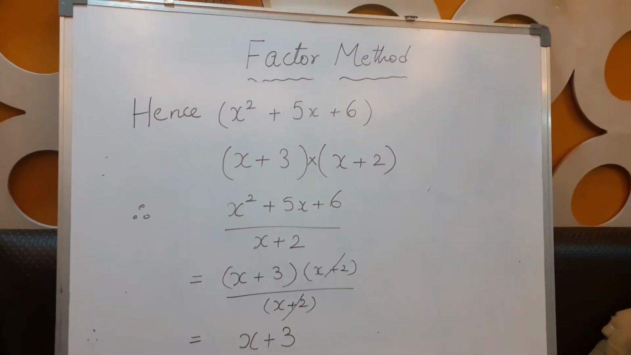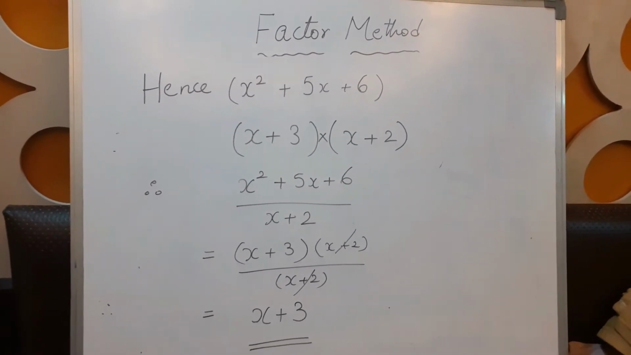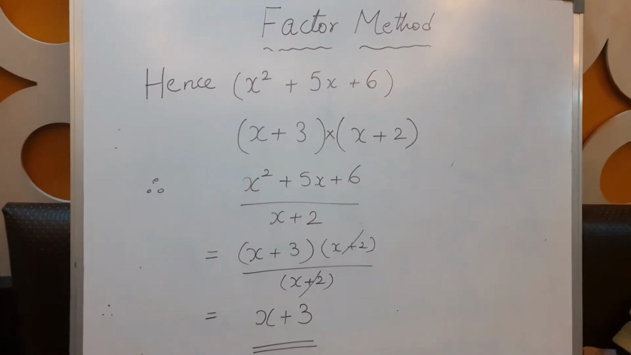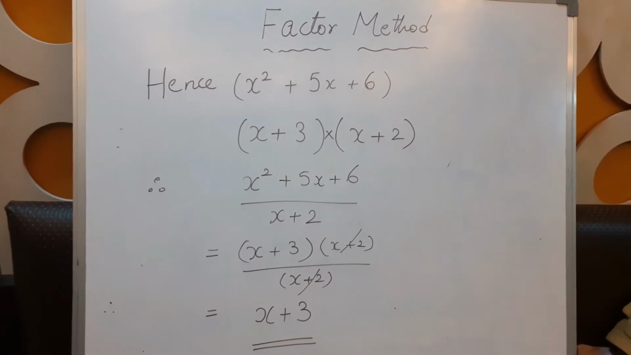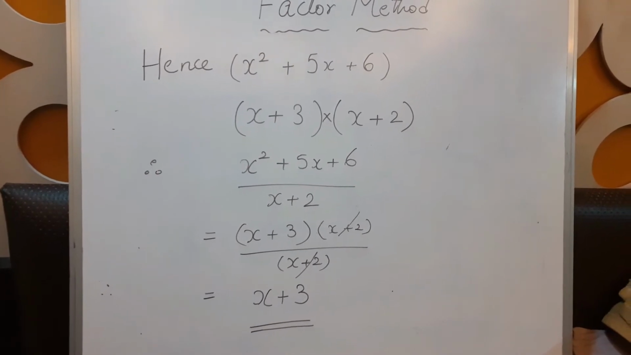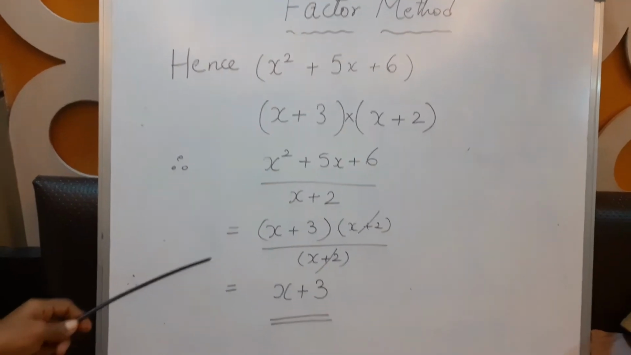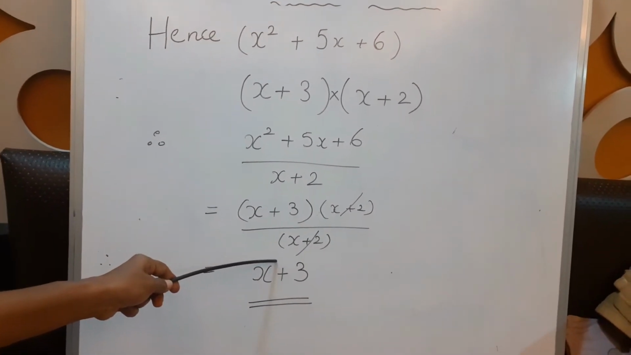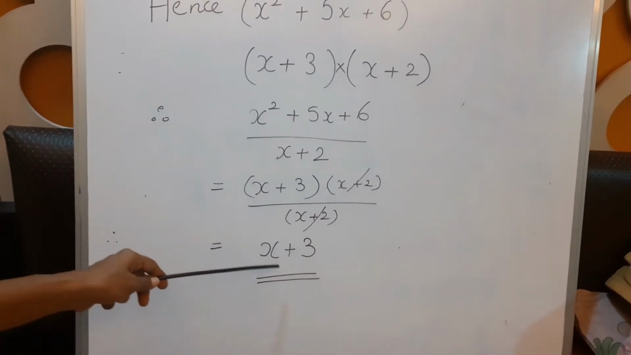So now that we have assumed the values of a and b to be 3 and 2, we can write x square plus 5x plus 6 as x plus 3 into x plus 2, which are the two factors that we have assumed. Therefore, x square plus 5x plus 6 divided by x plus 2, our original problem, can be written as x plus 3 into x plus 2 divided by x plus 2. So x plus 2 gets cancelled and our answer is x plus 3.